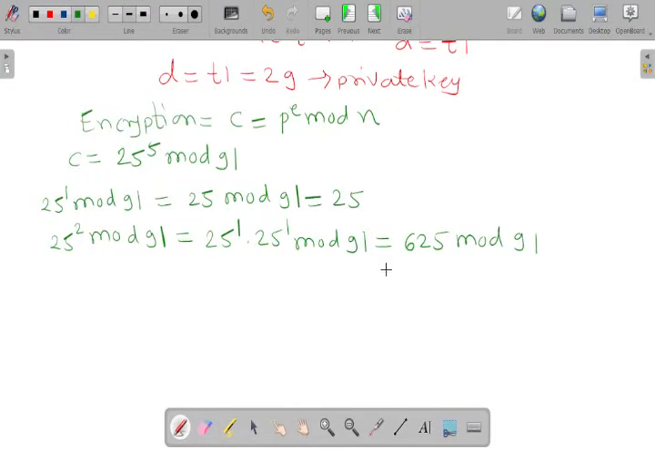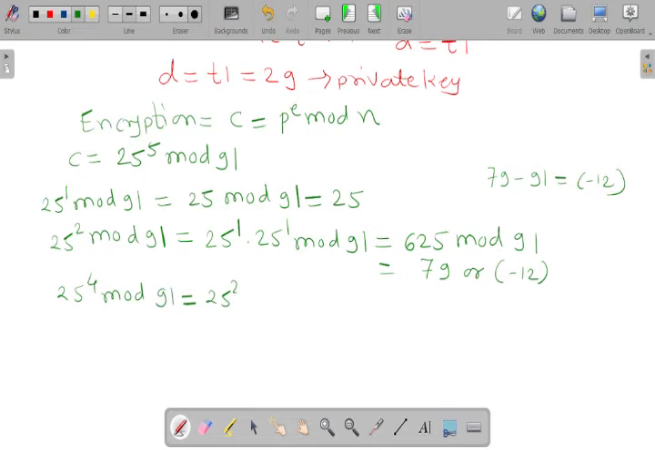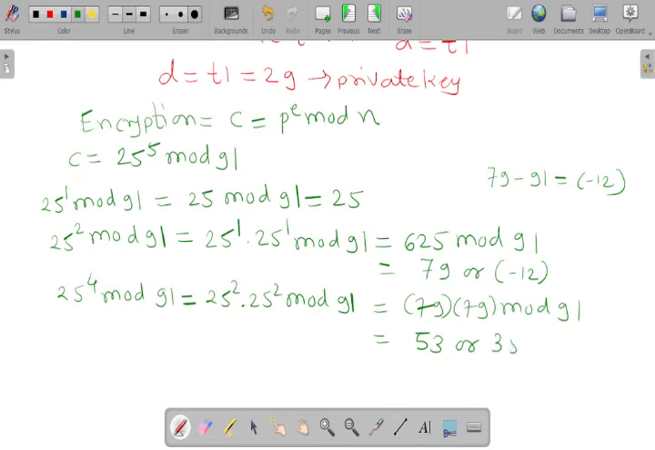So 625 mod 91, you will get the answer by using a calculator, that is 79, or also you can write 79 minus 91 is equal to minus 12. So you can write both the answers here. Now you have to find 25 raised to 4 mod 91, which is equal to 25 raised to 2 into 25 raised to 2 mod 91. So you will get 79 into 79 mod 91, and you will get the answer 53, or you can write it as minus 38.